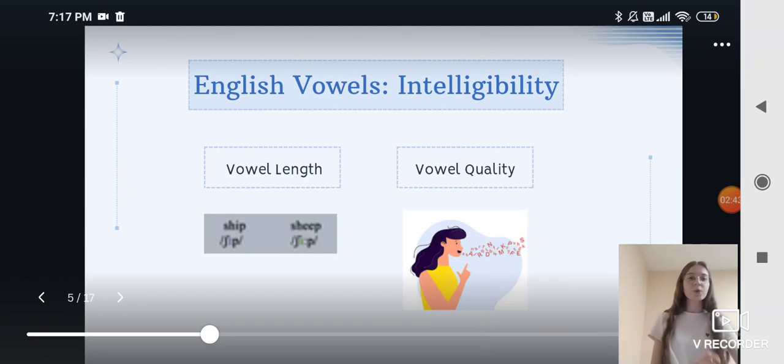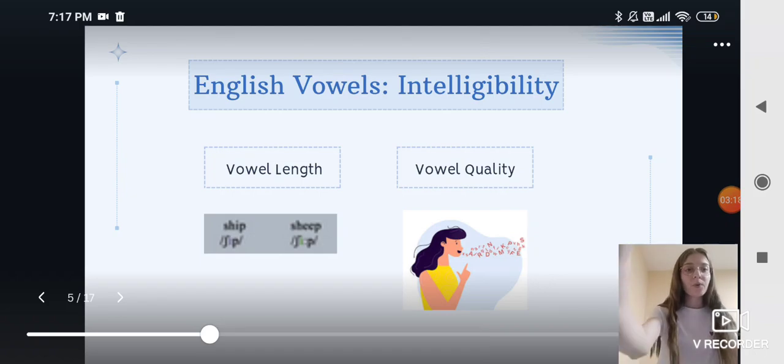Like we said last week, we talked about how important intelligibility is for our pronunciation. And in this slide, we will see how vowels affect our intelligibility while speaking English. First, we have vowel length. Research on English pronunciation generally agrees that vowel length is important for understanding. It means making a distinction between short and long vowels. For example, you can see here, ship and sheep. You can hear the difference between the pronunciations.